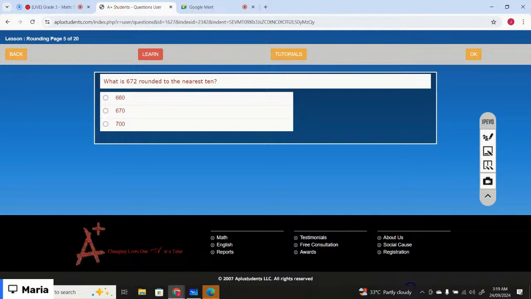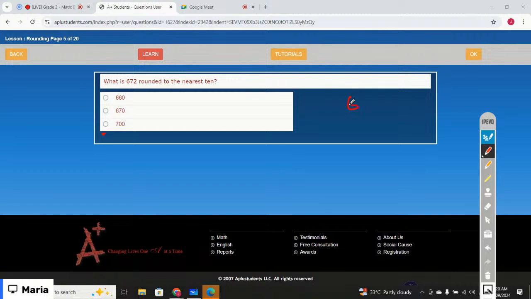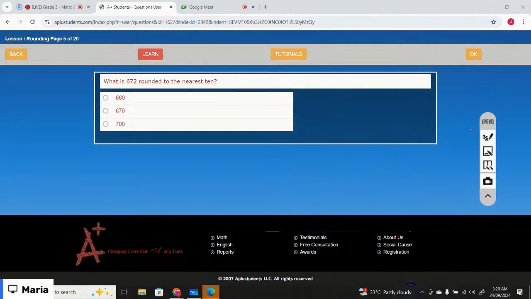You need to round off to the nearest 10. That is important, right? 7 is at the 10th position. Right next to 7 you have 2, and 2 is less than 5. You need to round on the same 10. So it would be rounded to 670, not 700, right? The correct option is 670.